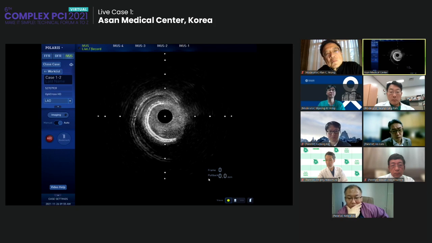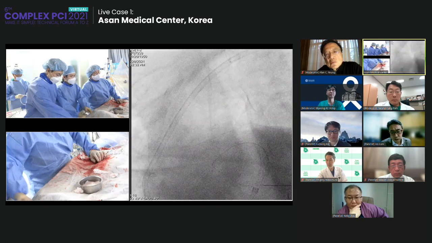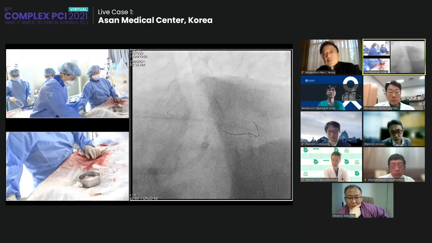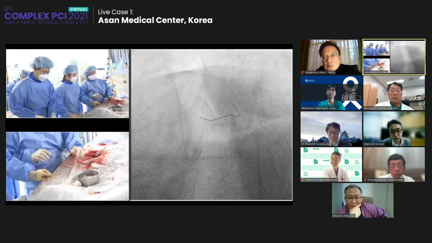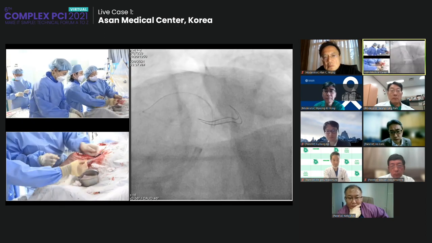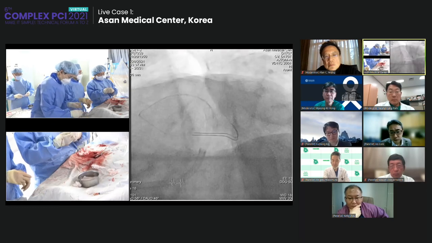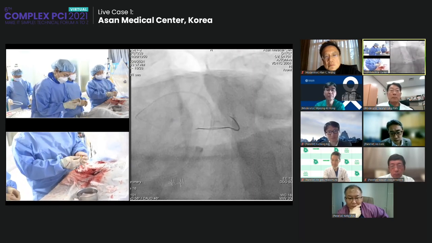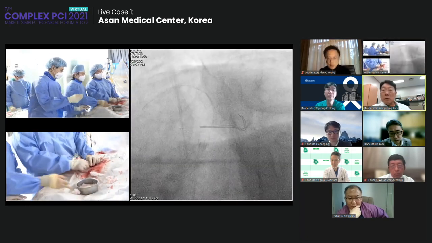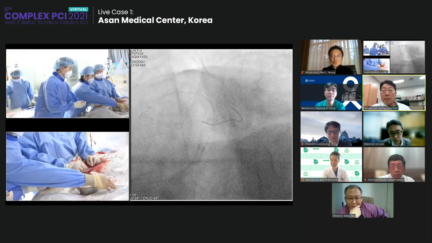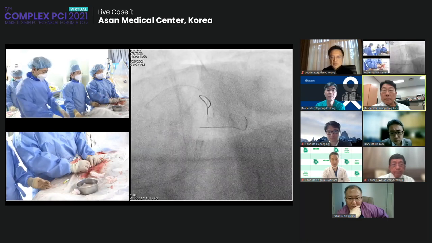Please change to the spider view. Could you give me the wire, please? Oh, more than 180 degrees. The circumflex ostium angle is a very reversed angle. So you do 4.0 high pressure. Yeah. And then you're going to try the wiring for the circumflex. Here we are.